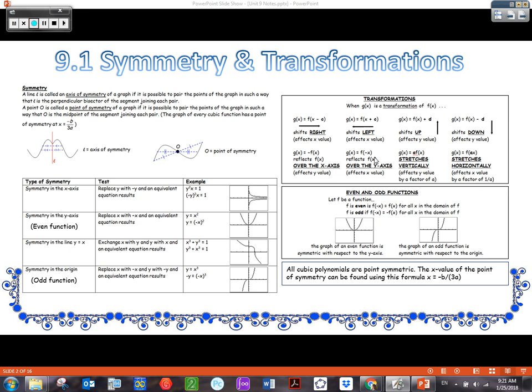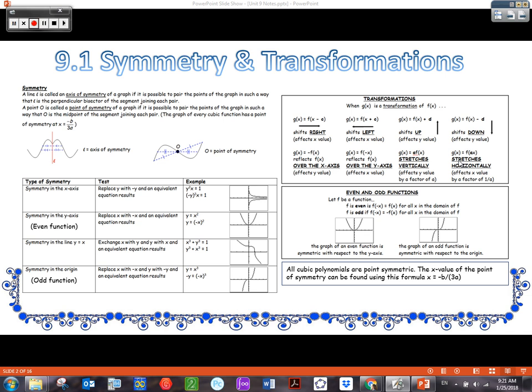Then we have these multiplication and division transformations. These are the addition and subtraction ones. These are the multiplication and division ones. So this would be a reflection over the x-axis. This would be a reflection over the y-axis. This is a vertical stretch, and a horizontal stretch. Okay, those are just a quick review on transformations.